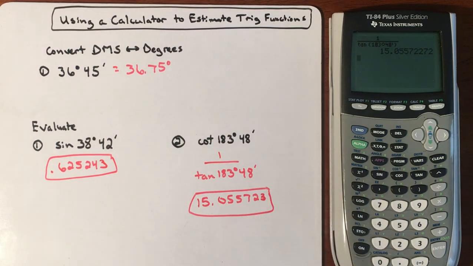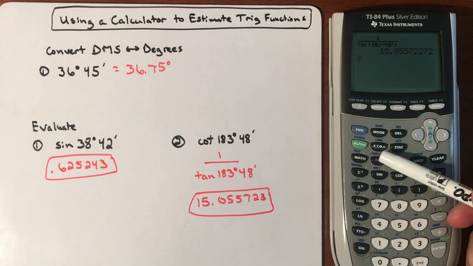Okay, so that was just a quick look at using your calculator. The biggest one is that you can convert degrees, minutes, and seconds back and forth just by knowing what buttons and where they're at. So they're within the angle app.